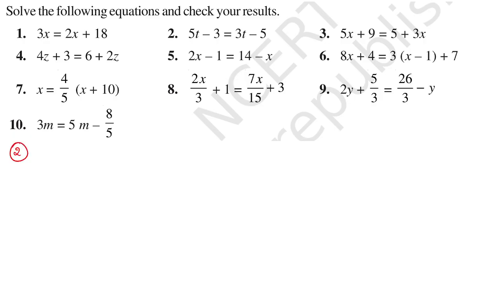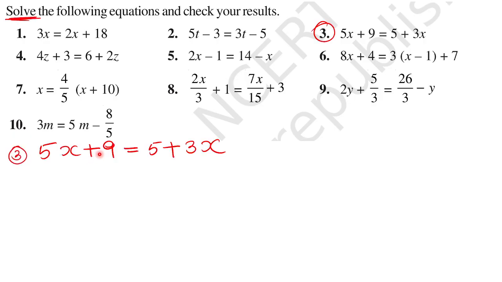Example 2. Everyone listen carefully. Definitely I will repeat. You can ask me doubts, but let me first explain and complete it. After that, you can ask. I will repeat: 5x plus 9 equals 5 plus 3x. I want to find the value of x.